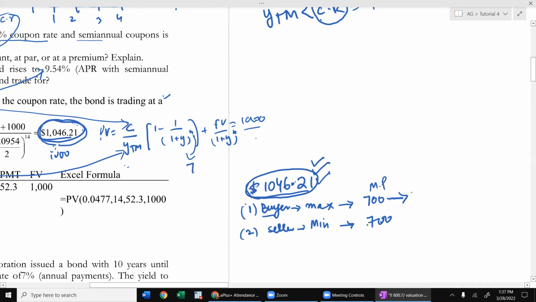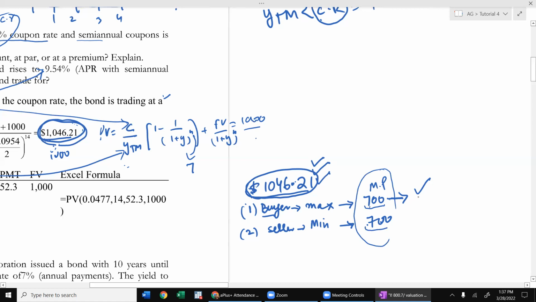Yes. And why would he buy that? Because this bond is currently undervalued or overvalued? Undervalued. So it means he will buy. How about the seller? Will he sell this bond at 700? No. He will say that this is undervalued. So undervaluation is for both. This is undervalued for buyer, undervalued for seller.